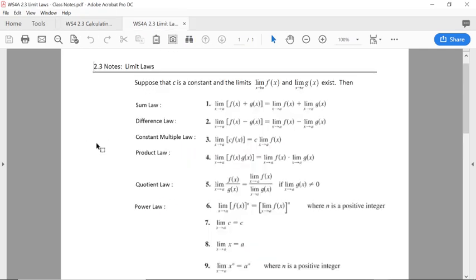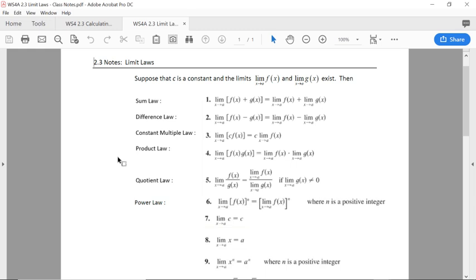And also some notes I printed out for you to try to condense all these limit laws, the main properties and laws, to try to keep straight for this section. You can see that there's several limit laws.